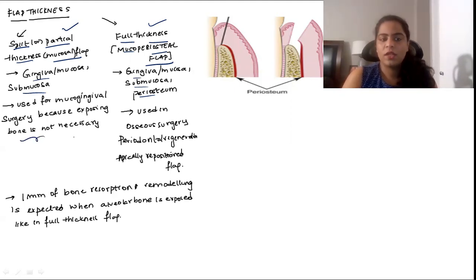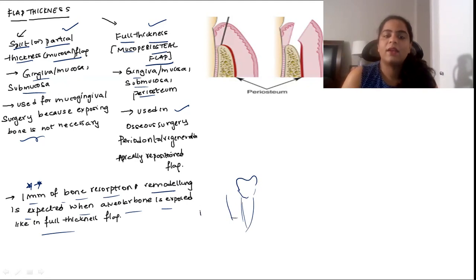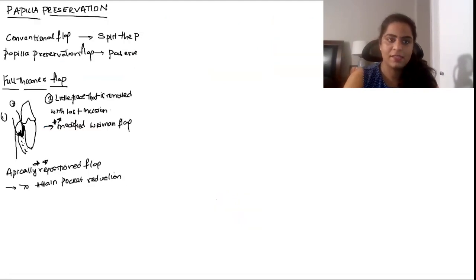Here, exposing the bone is not really necessary in case of split thickness flap, whereas in full thickness flap, it is necessary. Exposing the bone is necessary so as to get better access in case of osseous surgery, which we'll be seeing later in this topic. Another thing to remember is that 1 mm of bone resorption and remodeling is expected when alveolar bone is exposed. So suppose you are exposing the bone, then you can expect that 1 mm of bone resorption can be seen.